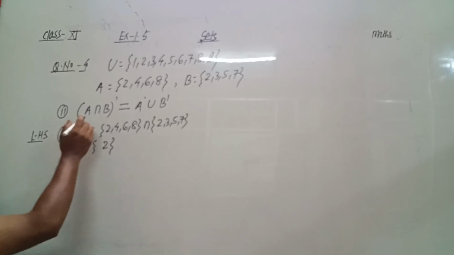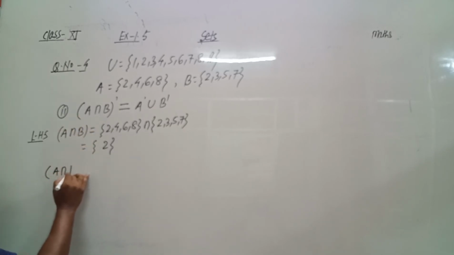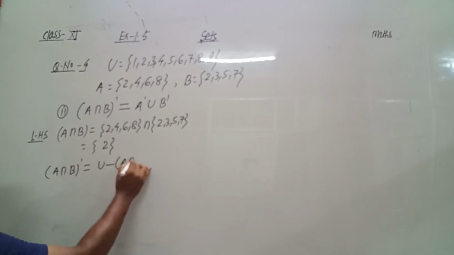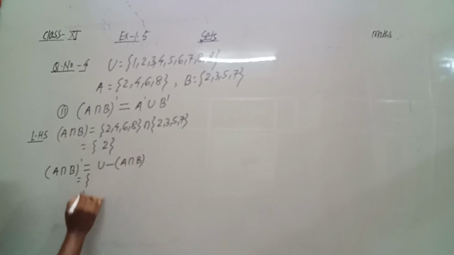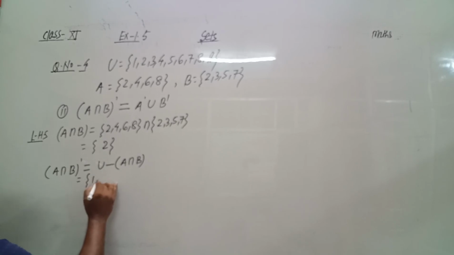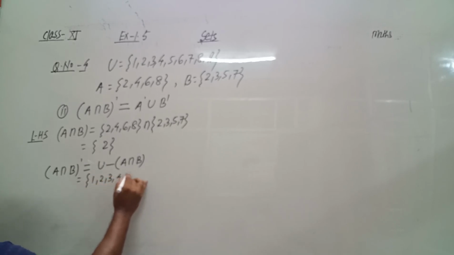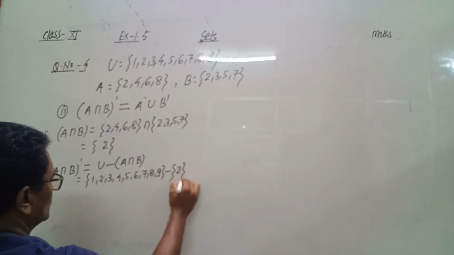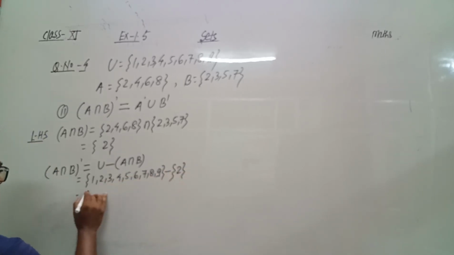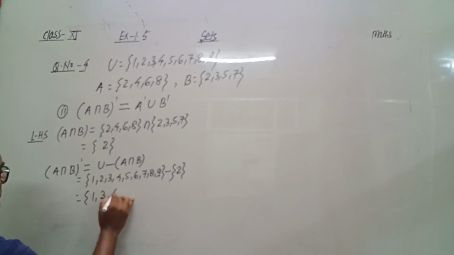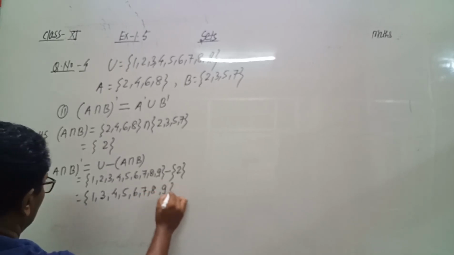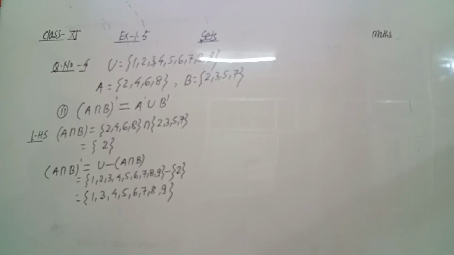Then we have to calculate A intersection B dash. A intersection B dash is written as U minus A intersection B. The value of U is 1, 2, 3, 4, 5, 6, 7, 8 and 9, minus A intersection B, which is 2. So when we subtract 2, we get 1, 3, 4, 5, 6, 7, 8 and 9. This is A intersection B dash.